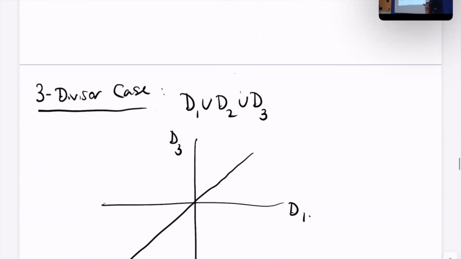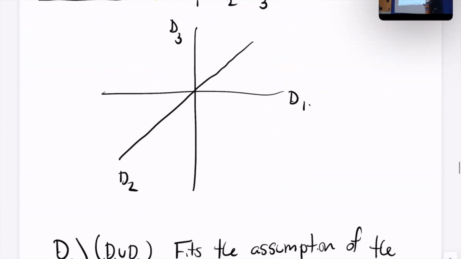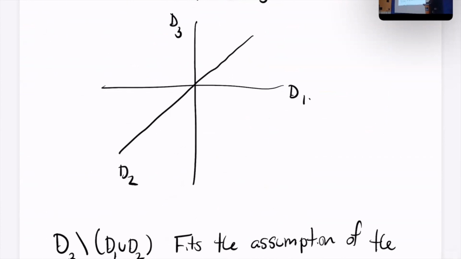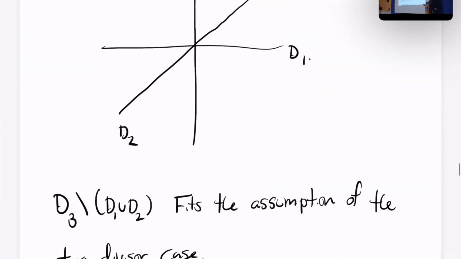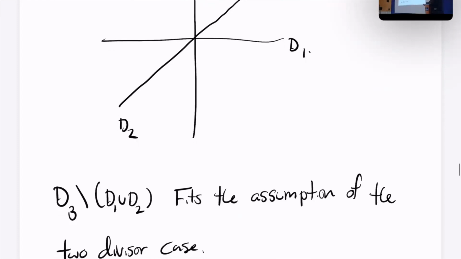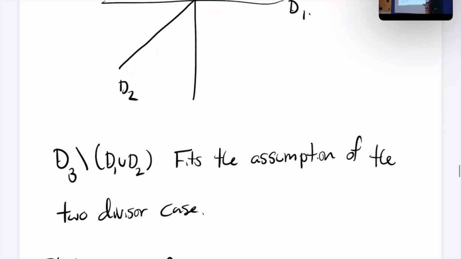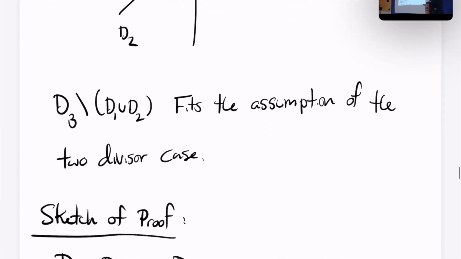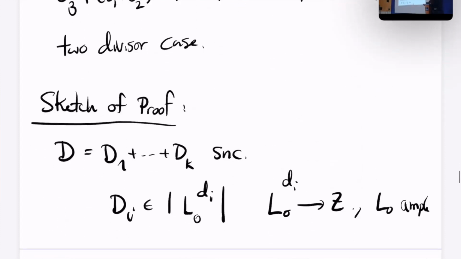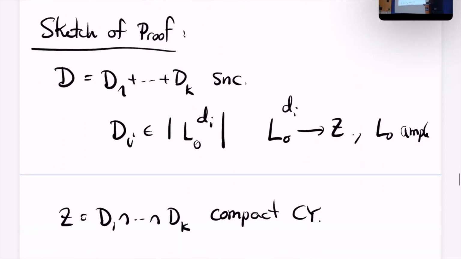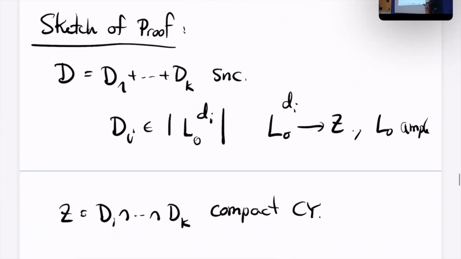Now, if you have 3 divisors, the same sort of thing holds. So you can look on D3, and each of these will fit the assumption of the 2 divisor case. So if you can solve the 2 divisor case, you can use that as target asymptotics for the 3 divisor case, and then you can try to build the solution inductively on dimension, or inductively on the number of divisors. Okay, so this is how to do this.